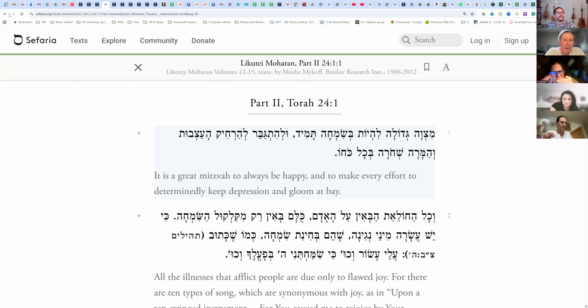But the Baal Shem Tov was at odds with the traditional rabbis about their performance, their attitude on Shabbat. I mean, the Baal Shem Tov really got everybody up on their feet and dancing, and the traditional rabbis thought it was a disgrace how they were acting. So, it's just interpretation, isn't it? I suppose so. And look, Nachman of Bratslav goes on: all the illnesses that afflict people are due only to flawed joy. Don't think that's true, but that's okay.